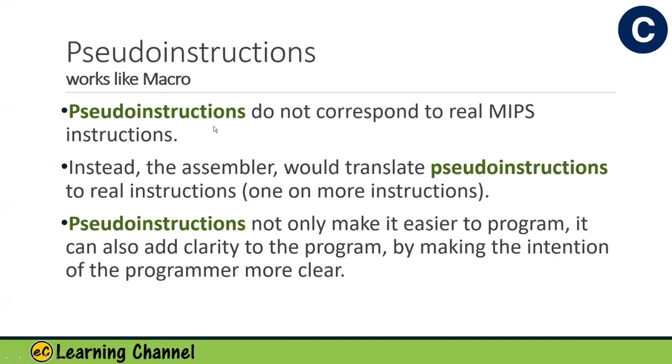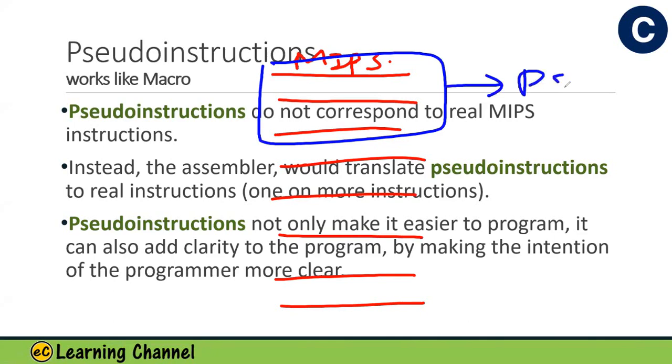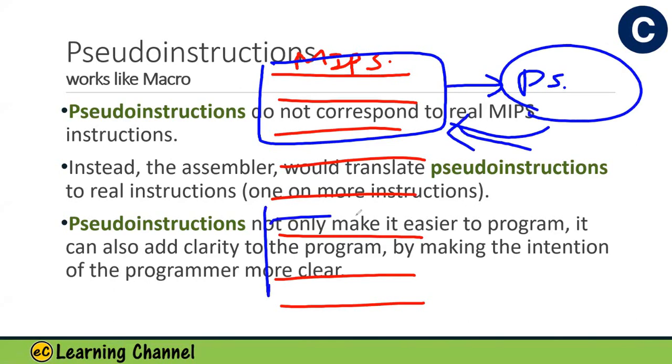So a pseudo instruction does not correspond to a real MIPS instruction. Instead, the assembler will translate the pseudo instruction. So it's somewhat like subroutine code or macro code. For example, the end result, you will have real machine code, related MIPS instructions. Eventually, you will have this, but you can group some of the instructions into some pseudo instruction. So every time you write the pseudo instruction, it will be expanded to the real instructions. So that makes things easier to program.